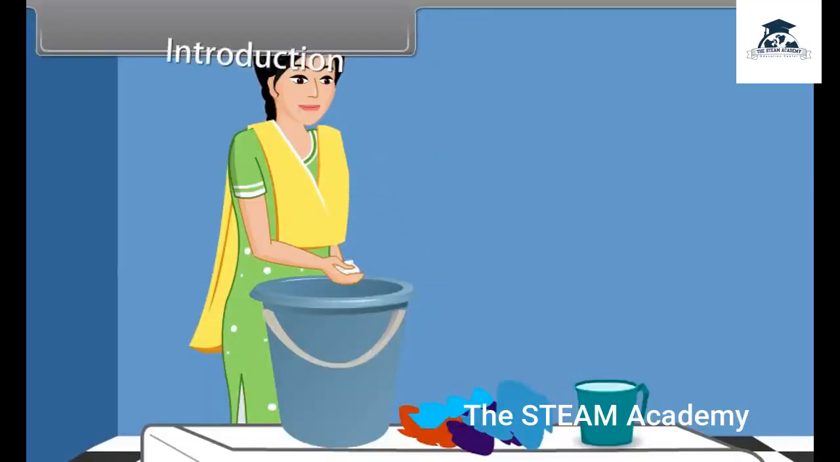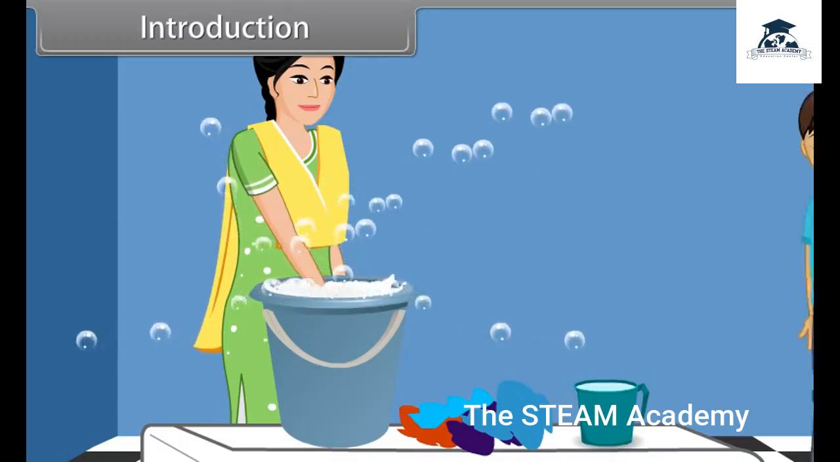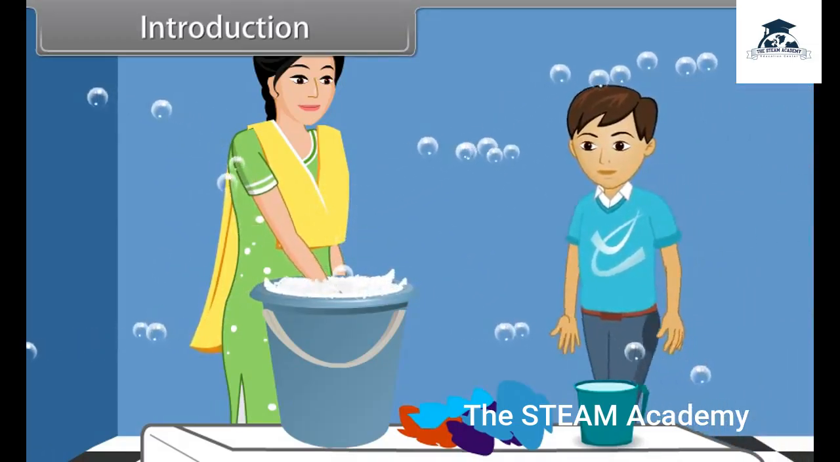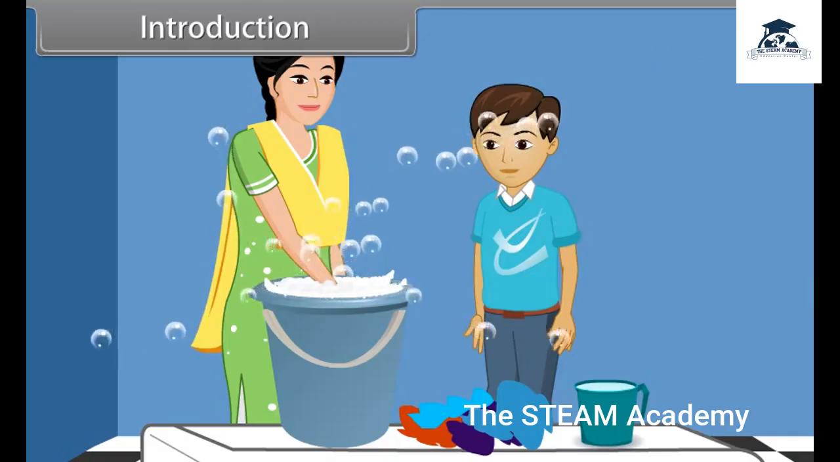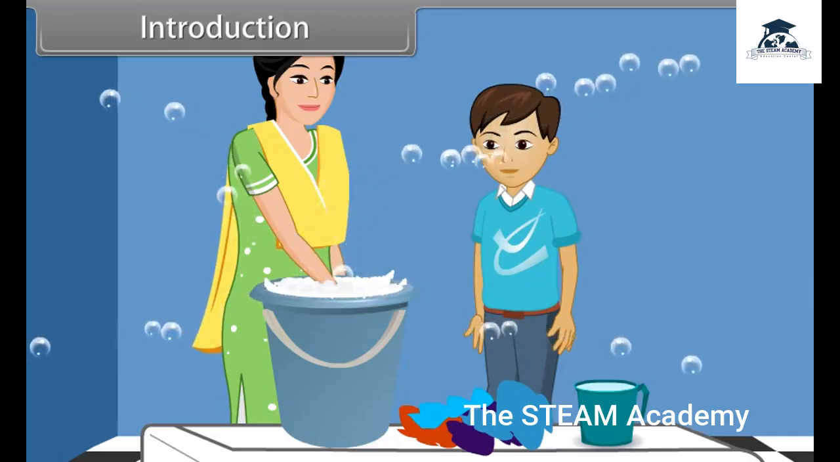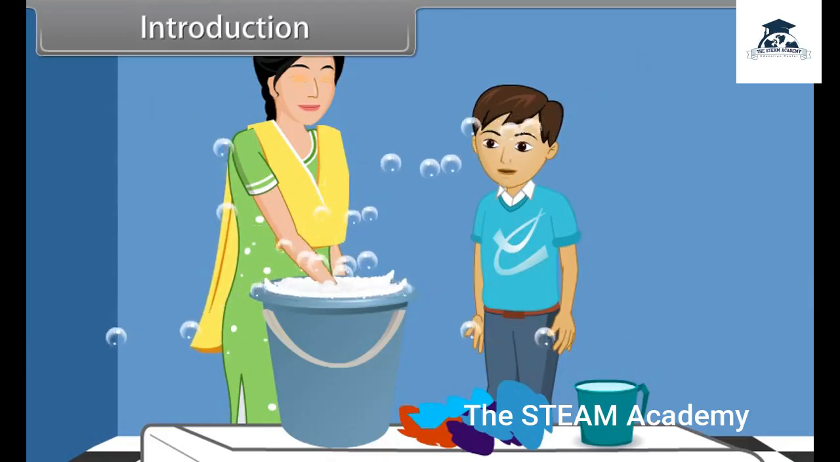Introduction. Ravi's mother is pouring detergent powder into a water bucket and starts shaking it well by hand. Due to this, a lot of soap bubbles are produced and come out of the bucket. Ravi, watching this curiously, asks his mother why soap bubbles are stable while water bubbles are not.